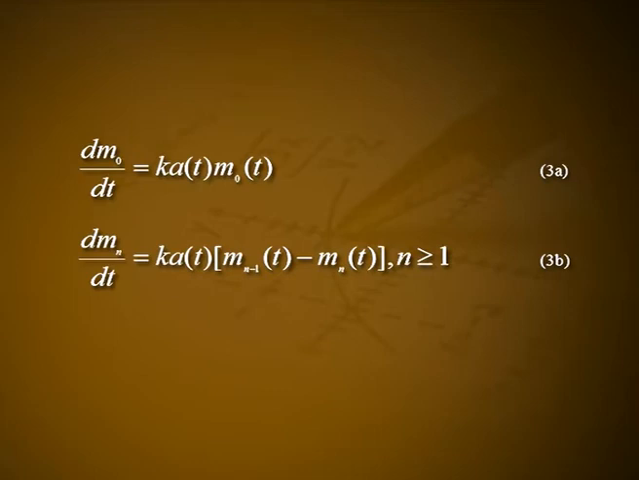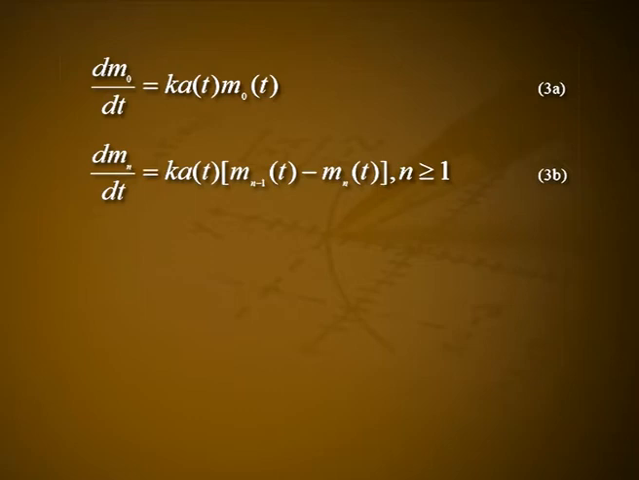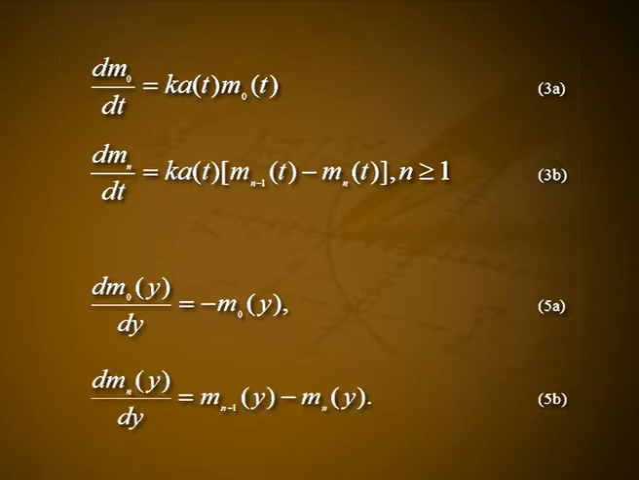We can simplify equations 3a and 3b by defining a variable y such that dy is equal to k times A(t) times dt, with y equal to 0 at t equal to 0. Equations 3a and 3b can then be written as dM0(y)/dy equal to minus M0(y), and dMn(y)/dy equal to Mn-1(y) minus Mn(y).